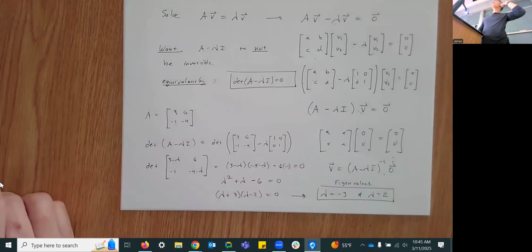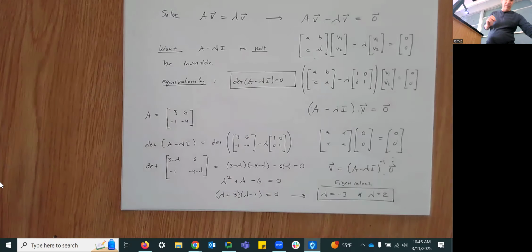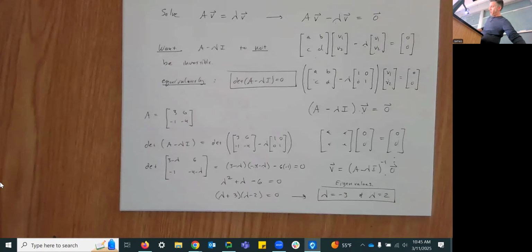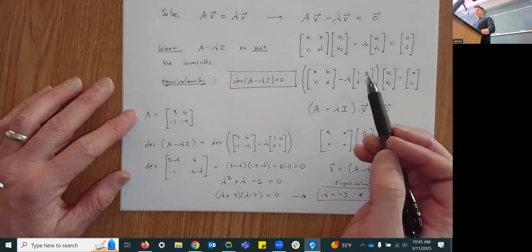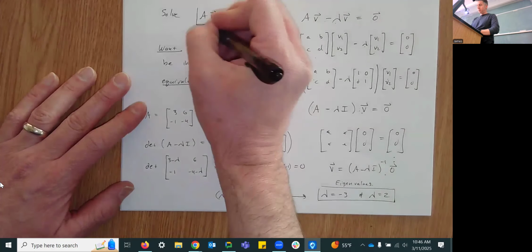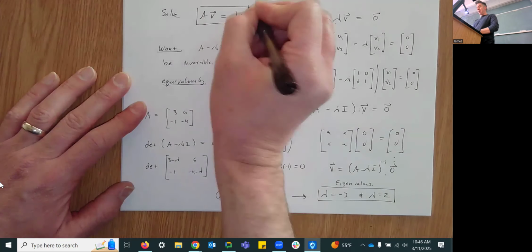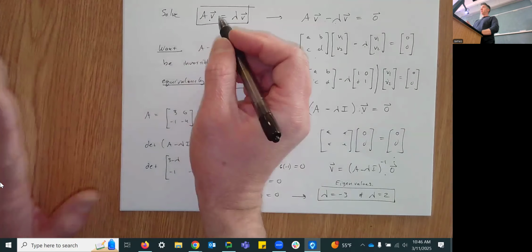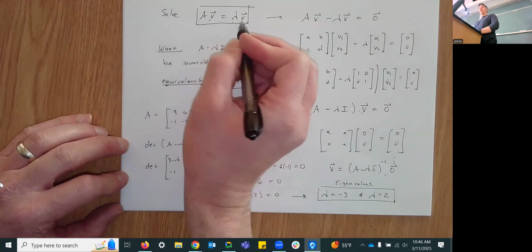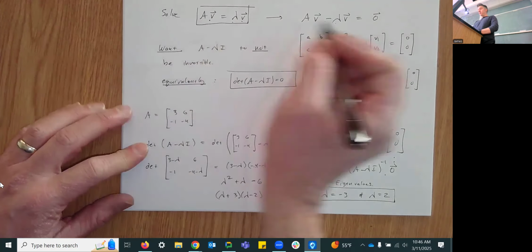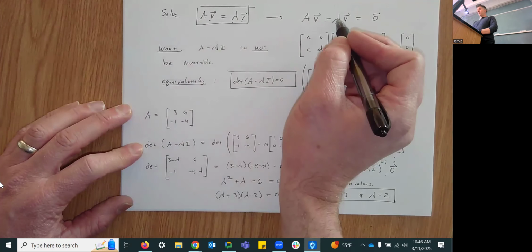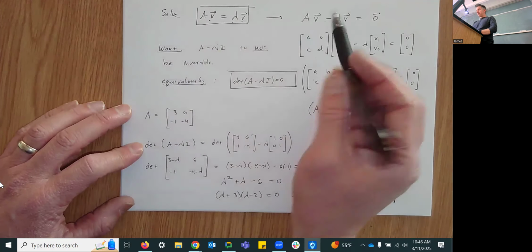Say that one more time. So I think you actually walked in a little bit after I was describing that. Where it came from was the fact that we're trying to solve this equation. We want A times our eigenvector, which we're going to find in a minute, to equal a multiple of our eigenvector. So what we did was we brought everything to the left-hand side, and then we kind of wanted to factor out the vector V.